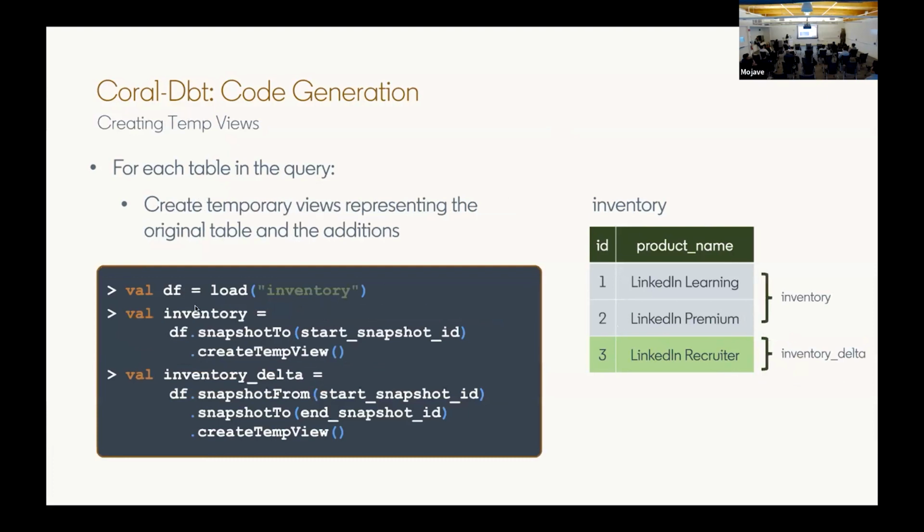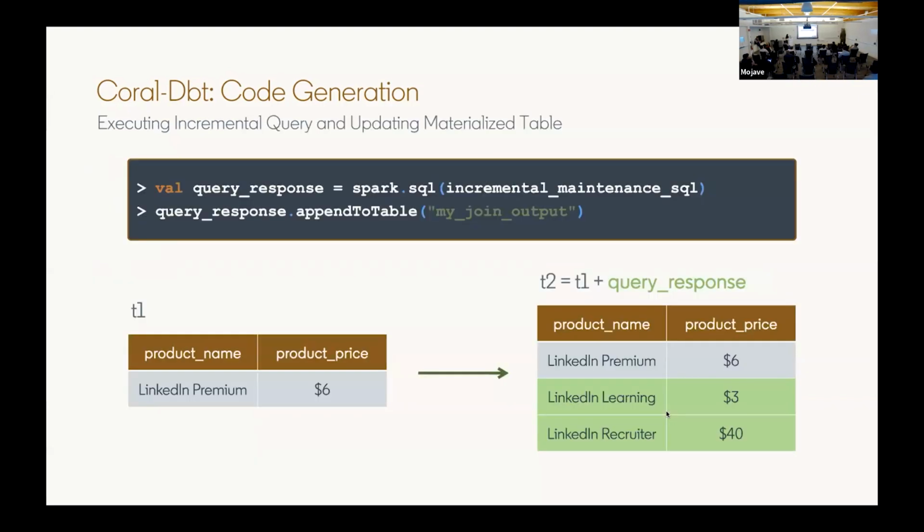So, tying this back to our existing example, we will query the data up till the previous execution and store that in inventory. And we will make another inventory delta, which will query the data between the previous run and the most recent snapshot ID. Coral service will then return you the incremental SQL, which has been written in terms of the base tables and the delta tables. You can compute that response and append it to your original output table.